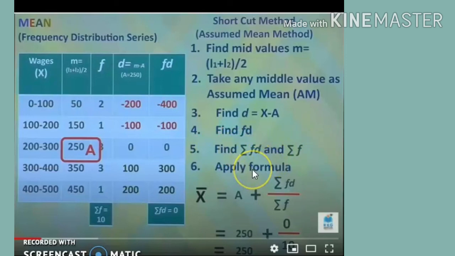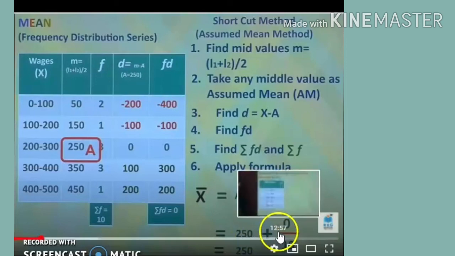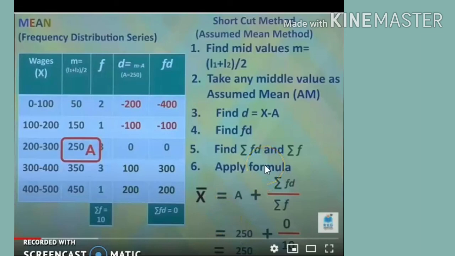And now next step you can apply the formula. This formula is same as the discrete series formula, that is a plus sigma fd divided by sigma f. So 250 plus 0 divided by 10 is the calculation. So 0 divided by 10 is 0, and 250 plus 0 is equal to 250, which is the answer. I hope you understood the formula.